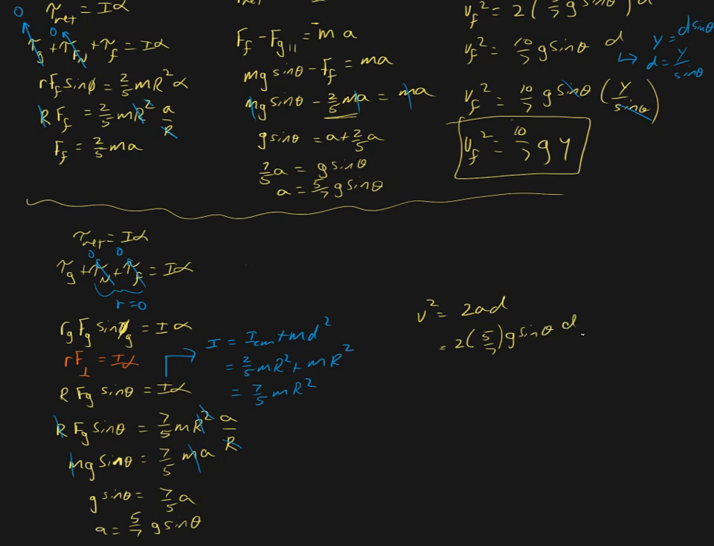And just like we did before, look up here. Just like we had before, we know that d is y over sine theta. So v squared is equal to 10/7 g y, which is exactly what we saw before.